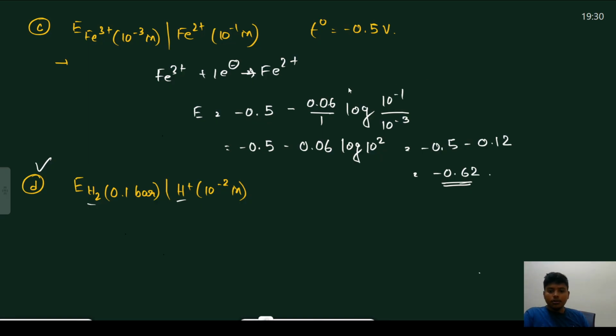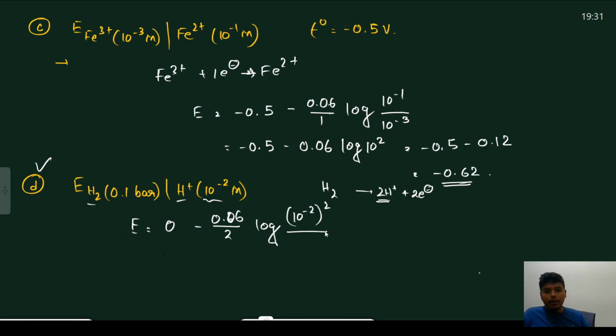0.088. Okay, let's see. So E is equal to E naught, which is 0, minus 0.06 divided by 2. Yes or no? Like H2 to H plus, how many electrons will it leave? 2H plus, so plus 2 electrons, right? So 0.06 by 2, log concentration of H plus squared. So the concentration of H plus is 10 power minus 2, squared, divided by the concentration of H2, 0.1.